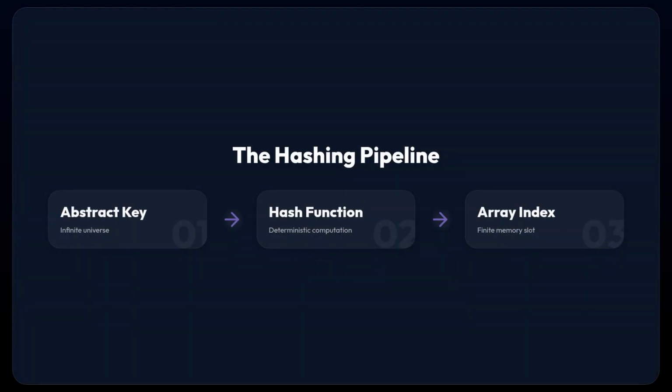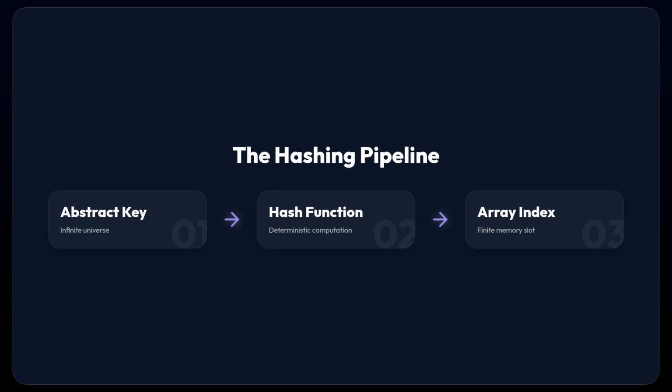To survive this trade-off, we use a hash function. This mathematical algorithm takes a key of any size, processes it deterministically, and maps it to a small, finite array index. It bridges the gap between infinite abstract data and limited physical hardware.